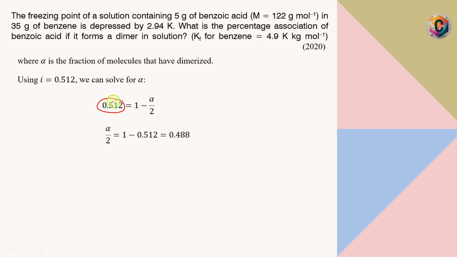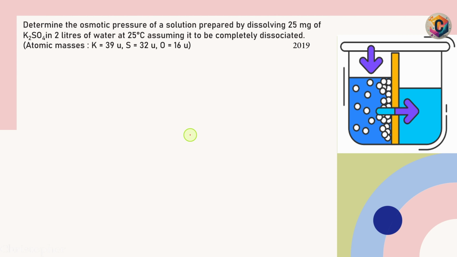In the place of i, the value is 0.512, equal to 1 minus alpha by 2. So I can swap these two terms so that alpha by 2 becomes equal to 1 minus 0.512. So the difference I will be getting is 0.488. Got it? So from this, how can I find alpha? By bringing this term to the other side, I will be getting alpha value as 0.976. Okay. So from this, I can easily find the degree of association. Got it? Okay, let's move on to the next question.